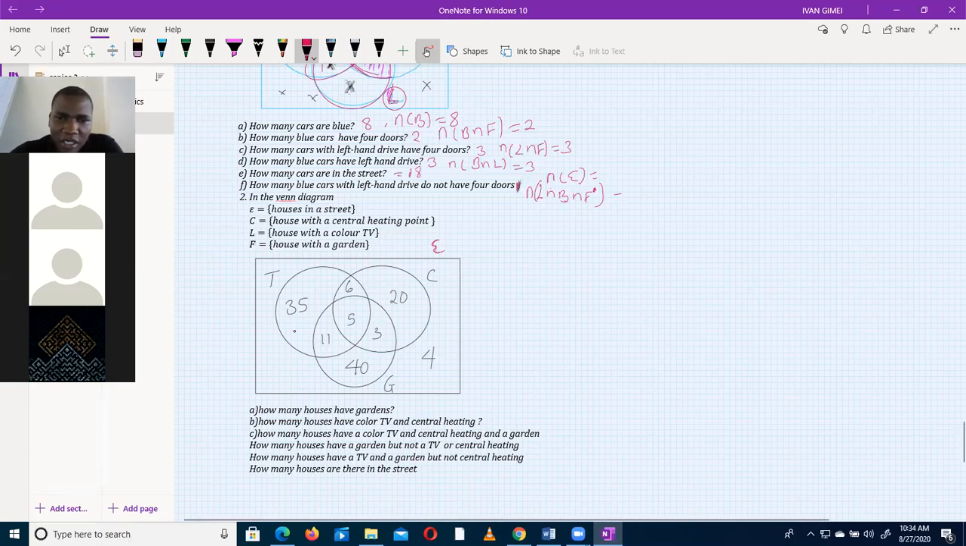So the first question is, how many houses have gardens? How many of those houses have gardens? We're answering this together. How many of the houses here have gardens?